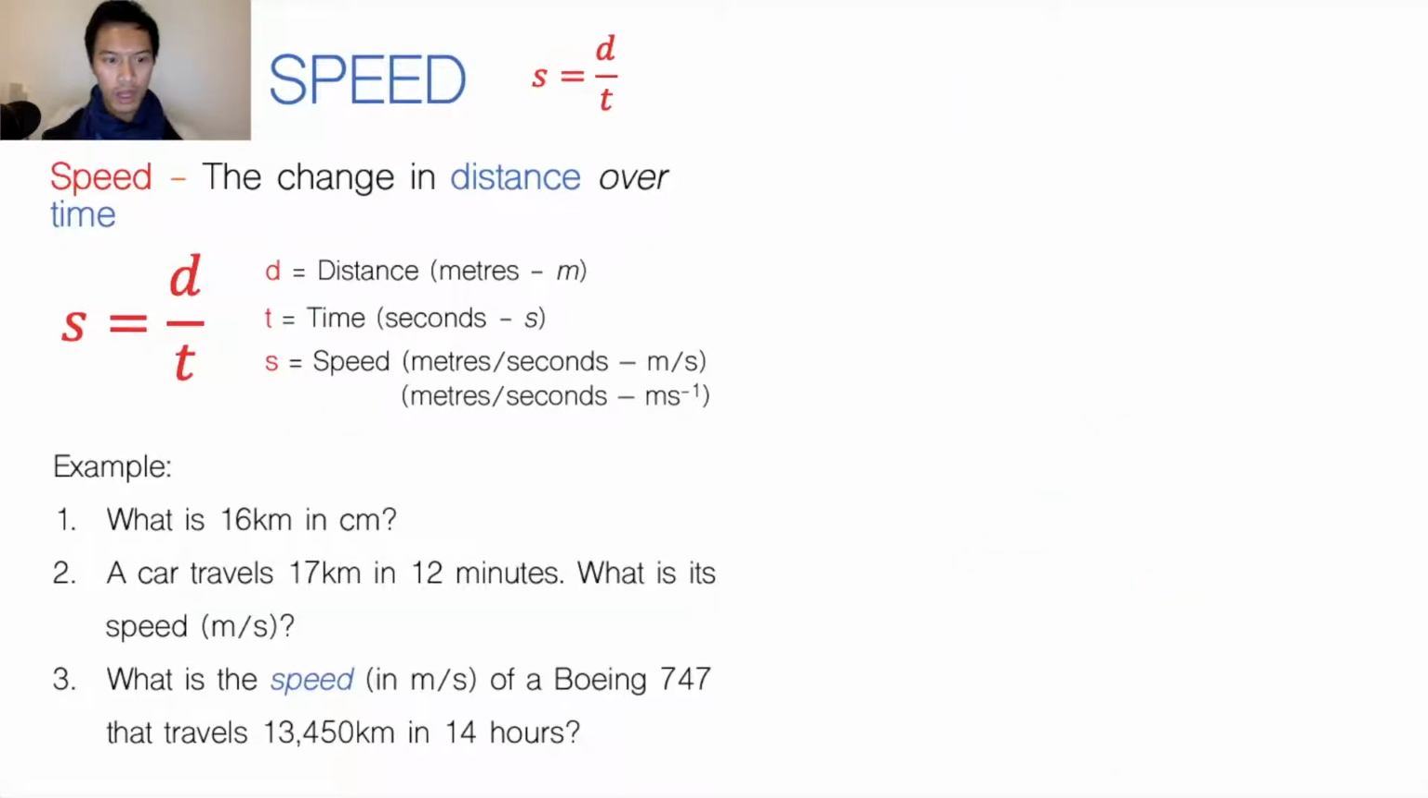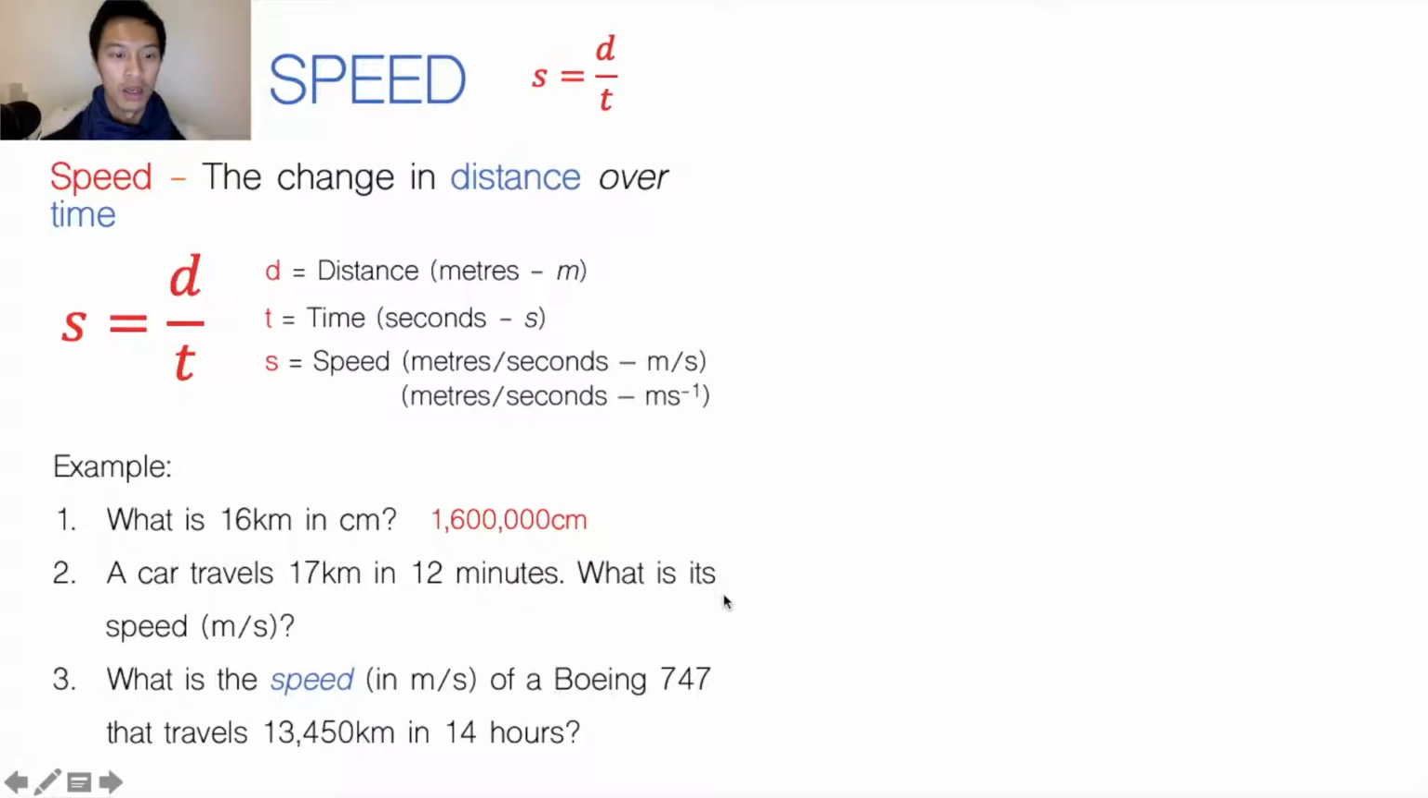So here's a few examples. Let's say, for example, you have to calculate what is 16 kilometers in centimeters. Kilometers in centimeters will be 16 times 1,000, which will give me 16,000 meters, and then I have to multiply again by 100, which will give me 1.6 million centimeters.